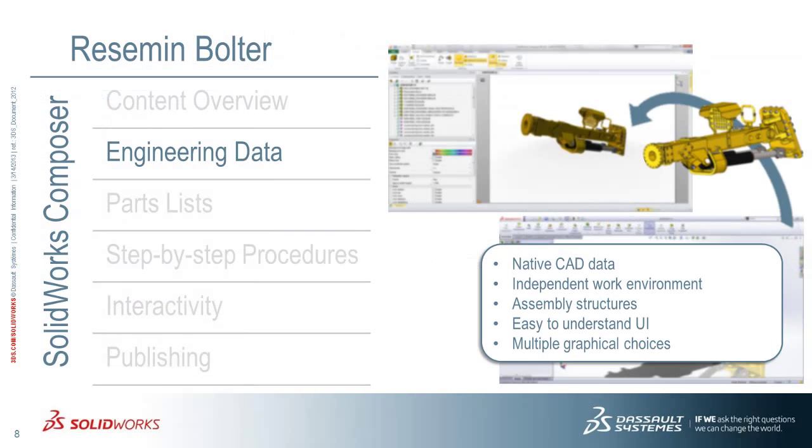We've looked at several graphical elements. Let's do a quick recap and see where we're at. We've seen how SolidWorks Composer can natively open a variety of CAD formats and work in its own independent environment, meaning we're never actually manipulating the original engineering data. The full assembly structures are supported, as well as the meta properties that are incorporated into the designs. We've seen that SolidWorks Composer has a familiar and intuitive user interface, and that there's a lot of graphical styles and choices that can be applied.